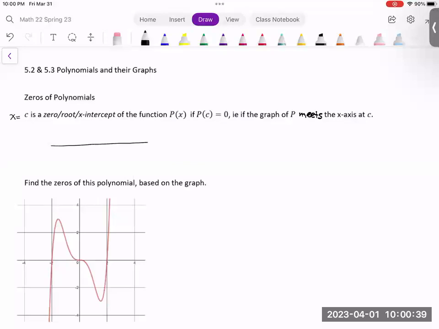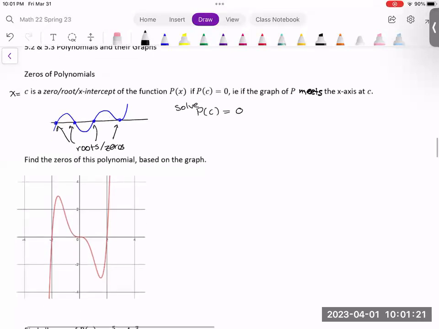Let me draw just a quick sketch for this. So we can find this by solving p of c equals 0. If we have a graph given to us, any time where our output is equal to 0 is going to give us a root or a 0. These names mean the same thing. So anytime that our output is equal to 0, we'll have what's called a 0 or a root.